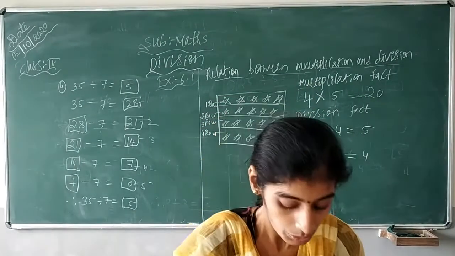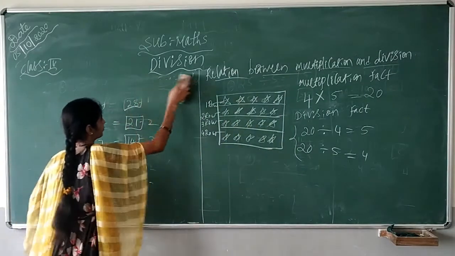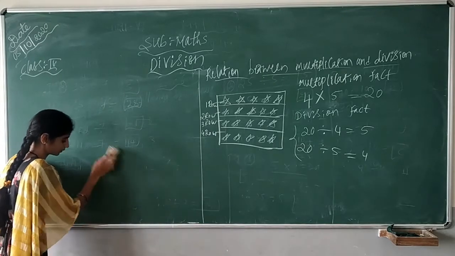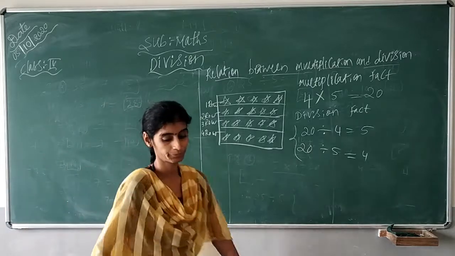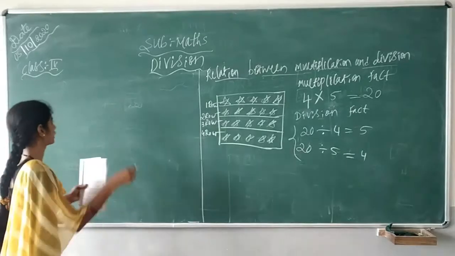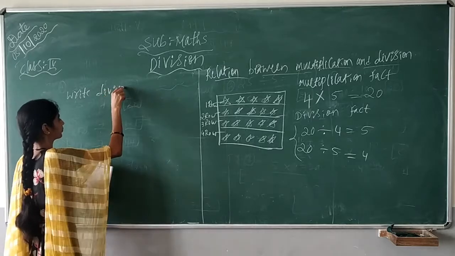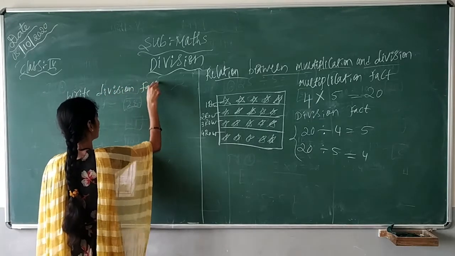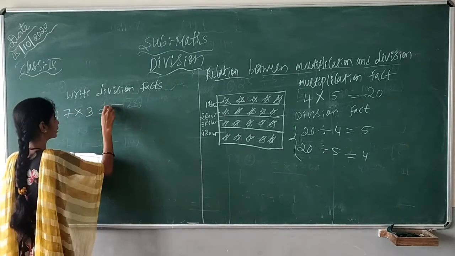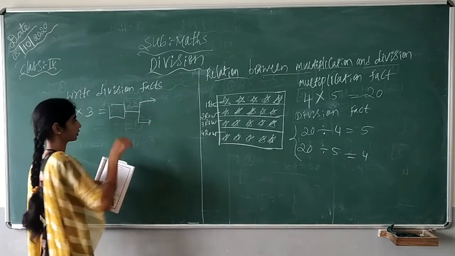So now, using the multiplication fact we can get the division fact. Okay. So next, on page number 111 you have this exercise. Just see it thoroughly. In that, write the division fact for each of these. In that first example, 7 into 3 equals, you have to write the division fact for it.